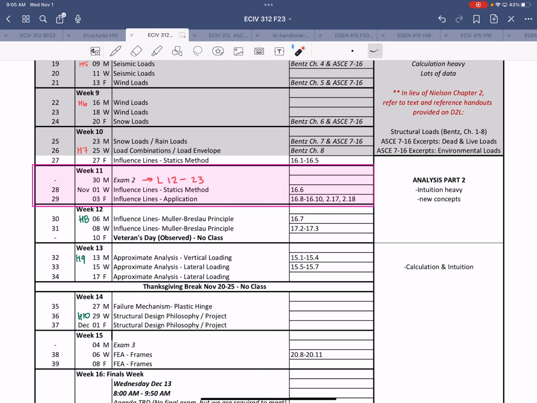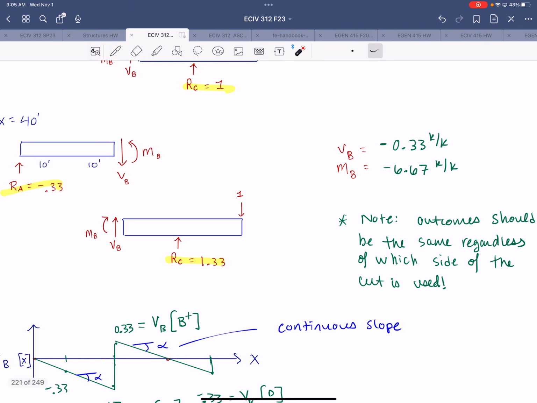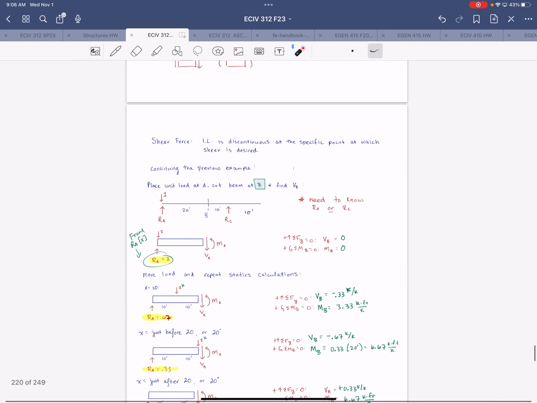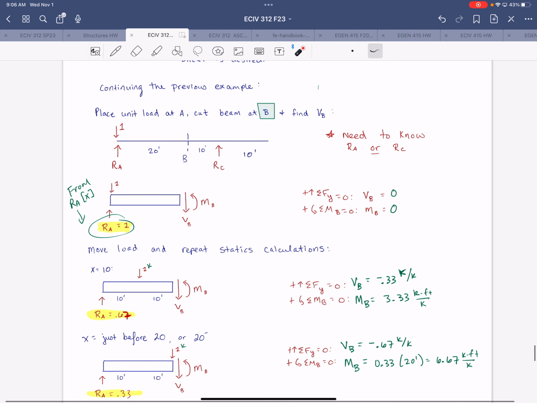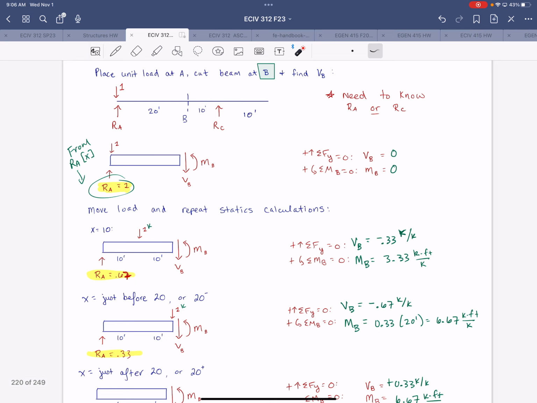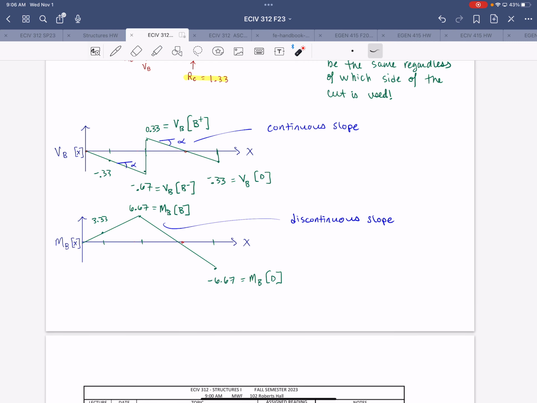Okay. Good deal. So, quick recap. Last time we looked at this example of a simple beam with an overhang. Here's the configuration. We developed the influence lines for reactions at A and C before this page. And then here we started focusing on internal force influence lines, specifically the shear and moment at B. So we went through that approach using statics and then made a couple of observations.